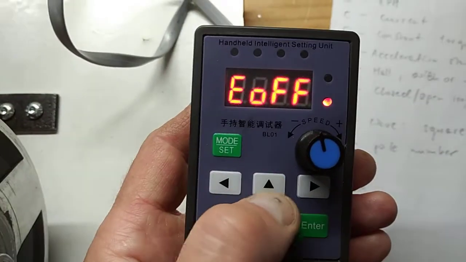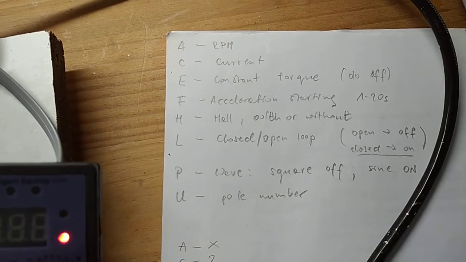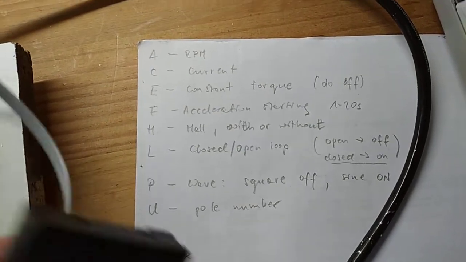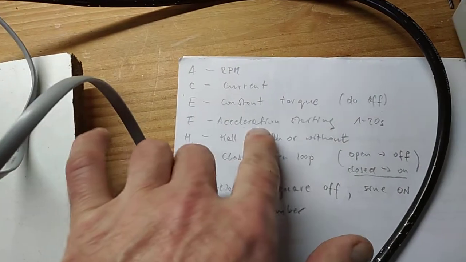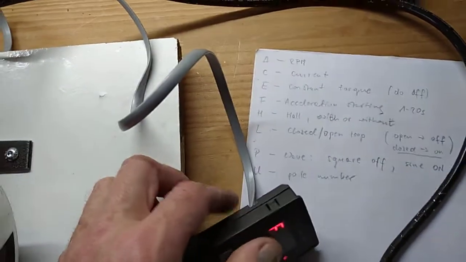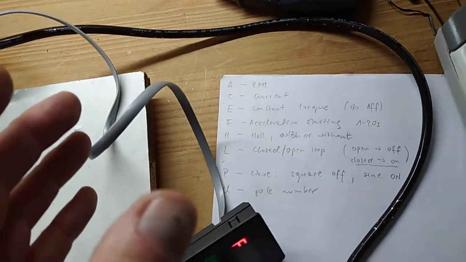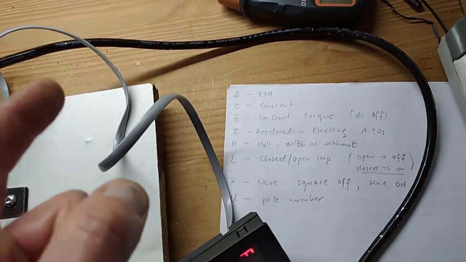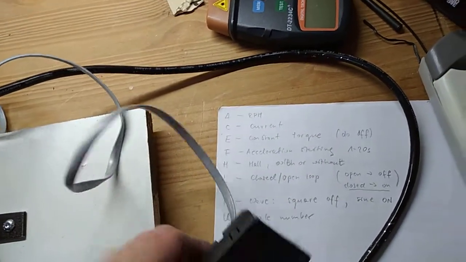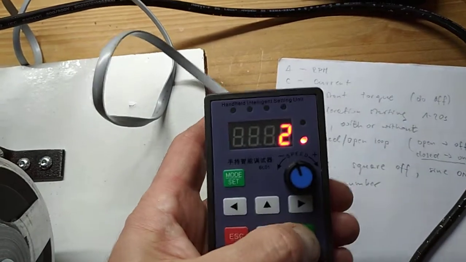F, we're going to F. F is acceleration starting, from 1 to 20 seconds. So what does it mean? When we accelerate the motor, it will either respond very quickly or speed up slowly. So let's set it to 2 seconds. That will be fine.